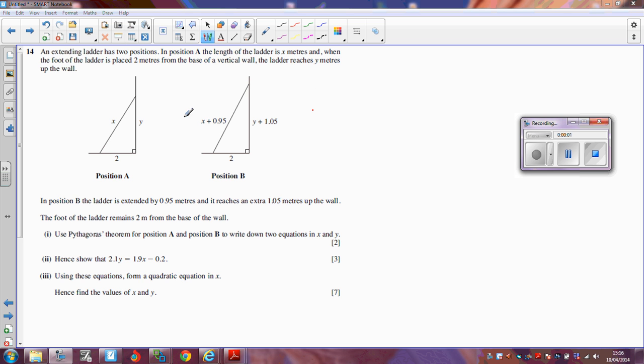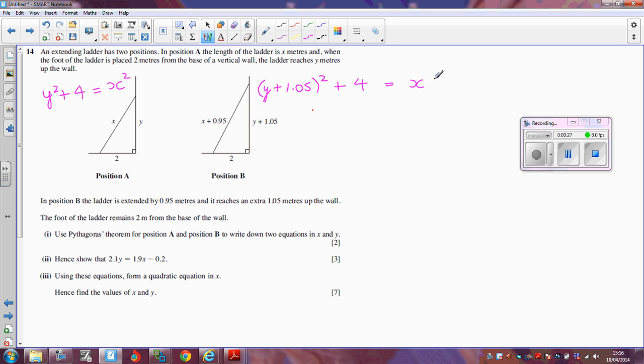Once we've read the question here, we can see the first part is just Pythagoras' theorem. So here we have our ladder. Pythagoras' theorem for A says that y squared plus 2 squared, well that's 4, is equal to x squared. And for this one, a bit more complicated, it says that (y plus 1.05) squared plus 2 squared, again 4, is going to equal (x plus 0.95) squared. So that'll get me the 2 marks for the first part there.